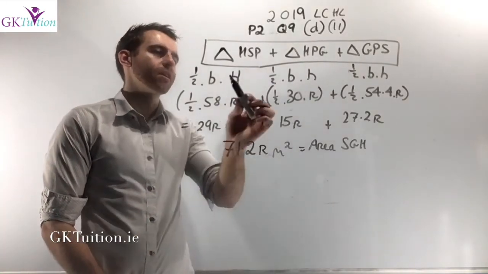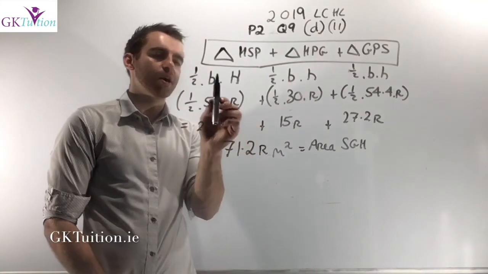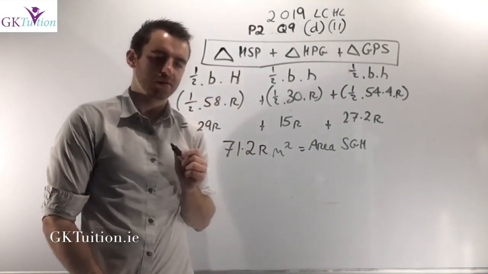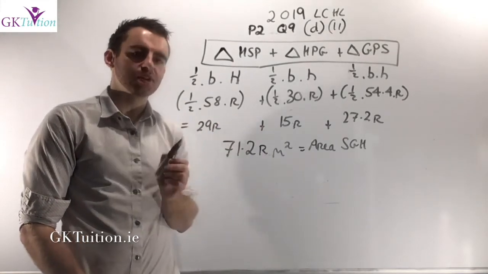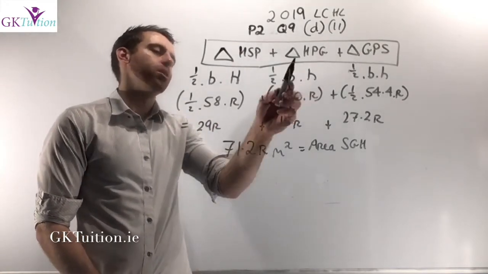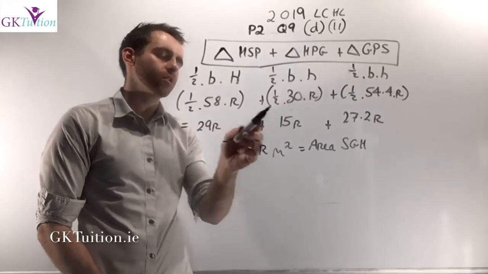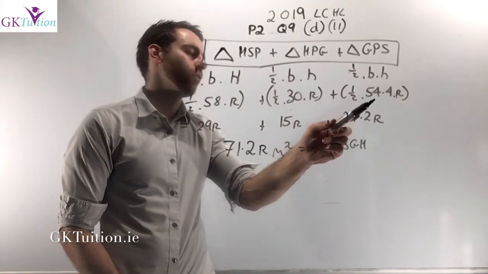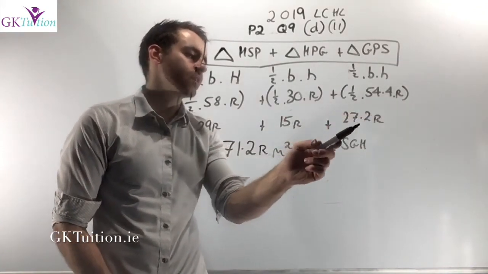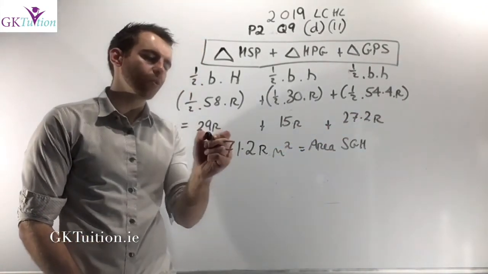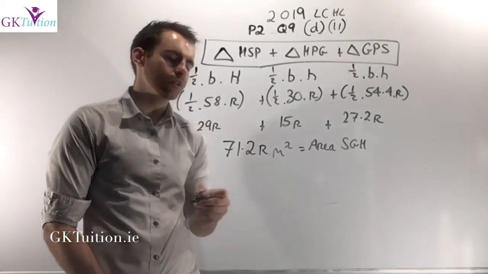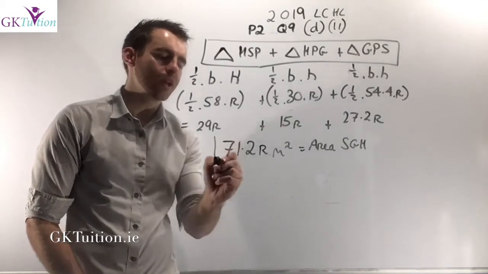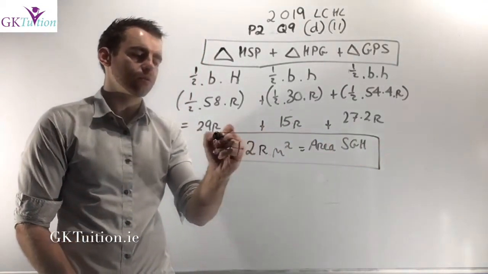In each case, you can get the area of all three of these triangles by half the base by the perpendicular height. We've already done it for HSP, it's 29 OR. For HPG, it's a half by 30 by OR, which is 15 OR. And for GPS, it's a half by 54.4 by OR, which is 27.2 OR. If I add 29, 15 and 27.2, I get 71.2 OR meters squared. So happy days, I got the right answer, that's what I was looking for.